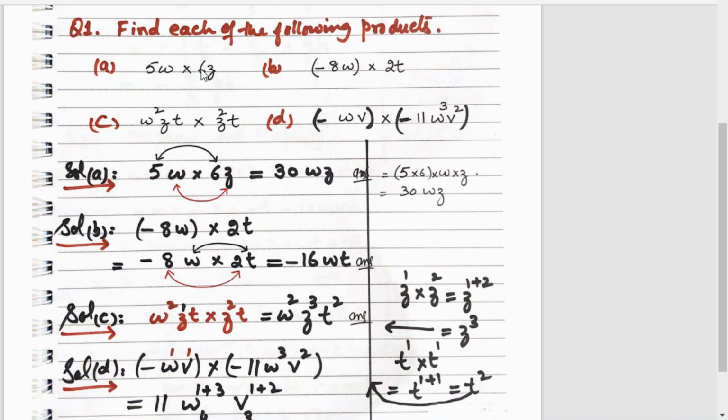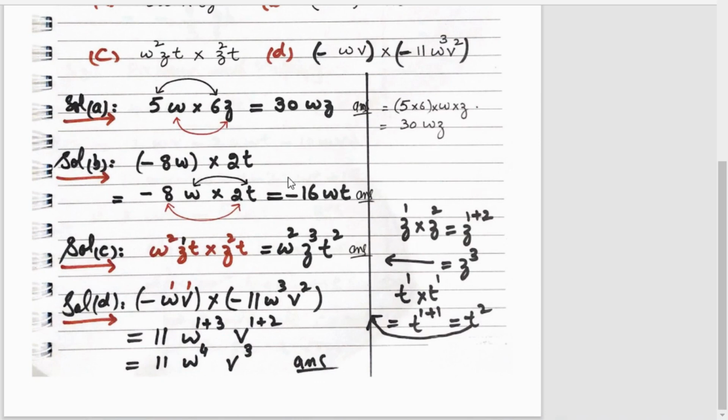So 5W multiplied by 6Z. We will multiply 5 by 6, so we will get 30, and multiply W with Z, we will get WZ. When there is no sign between 30, W and Z, it means these are all in product form. This is the product form of 5W multiplied by 6Z, or this is the multiplicative answer. This is the answer of part A after multiplication.